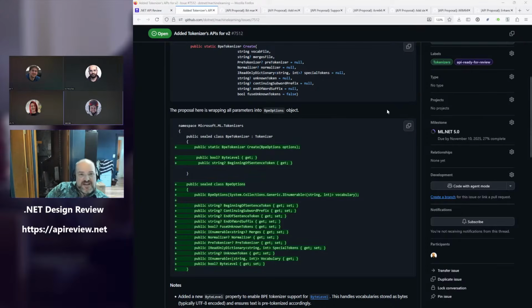Fair enough. So we have as a guideline basically don't use value tuple, but you're using value tuple. And you also said that if you called the BPE tokenizer, you could pass the vocab into this constructor, but you can't because it's a dictionary, which is not an IEnumerable of value tuple. It's an IEnumerable of key value pair. So did you mean key value pair? Yeah, I mean, we can make it key value pair. Okay.